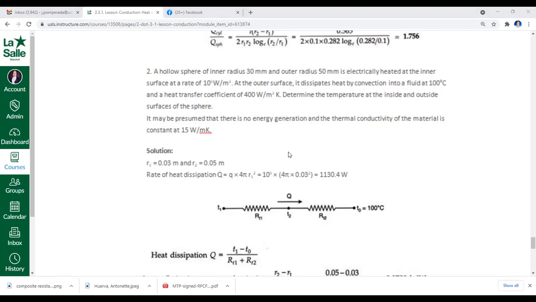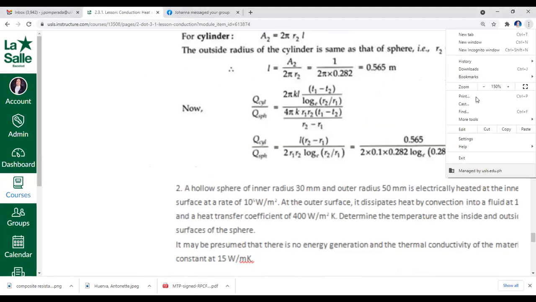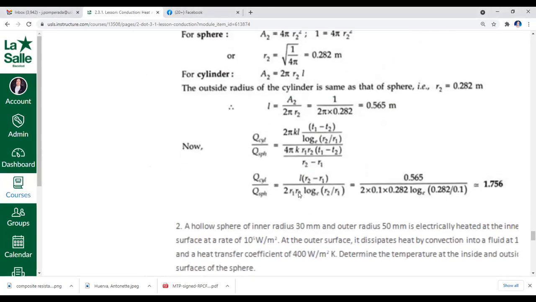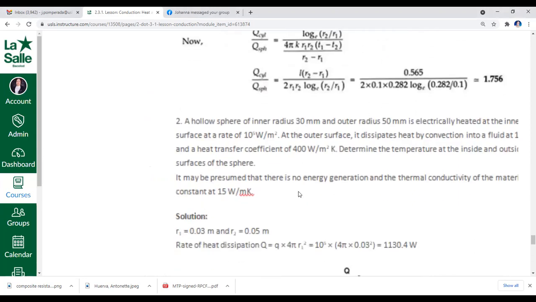Now, in here, for sample problem number 2, this time you are given only a hollow sphere. So you're given already the inner radius and the outer radius, and it is electrically heated at the inner surface at a rate of 10 raised to 6 watt per meter squared. I need to change my glasses already, I can't see. You just check, class, whether it's 6 or 5 watt per meter squared at the outer surface.